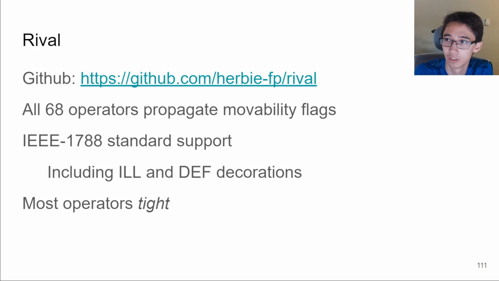Right, so we've implemented all of these interval arithmetic operations in a library we call Rival, and it's available on GitHub here. All 68 operators propagate the movability flags, and it also supports the IEEE 1788 standard, which includes ill and def decorations, which basically help you determine when a domain error will happen. Also, most operators are tight, meaning that they compute the tightest possible output interval, which is an additional nice property.